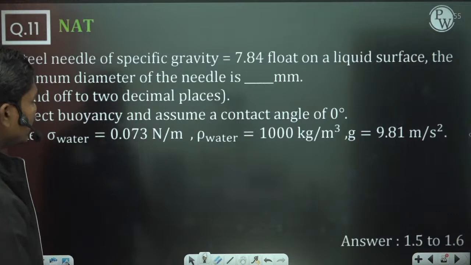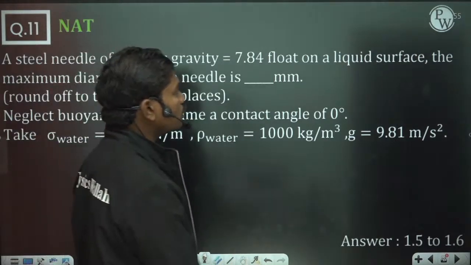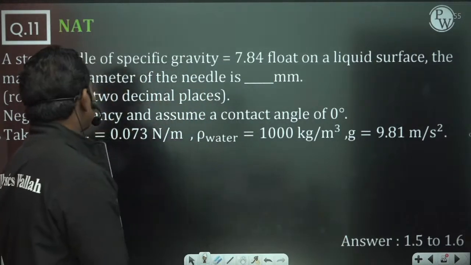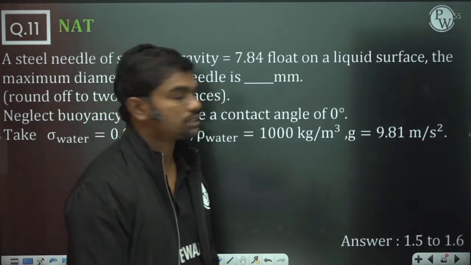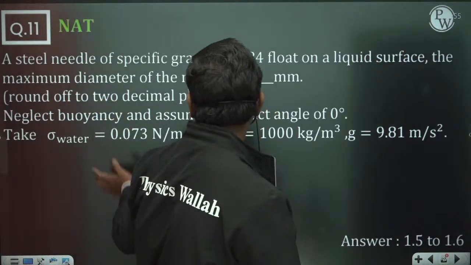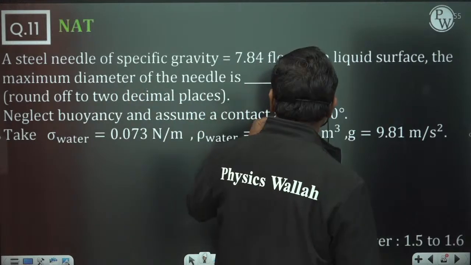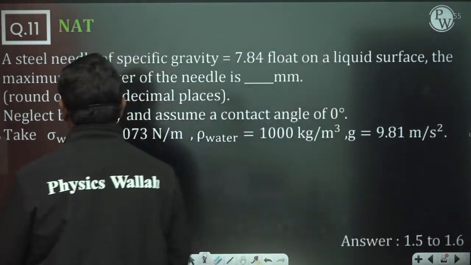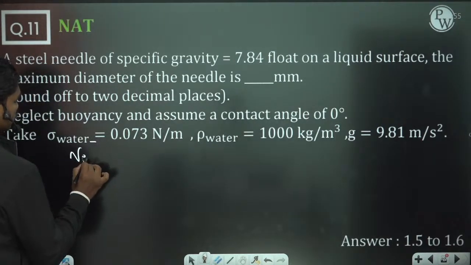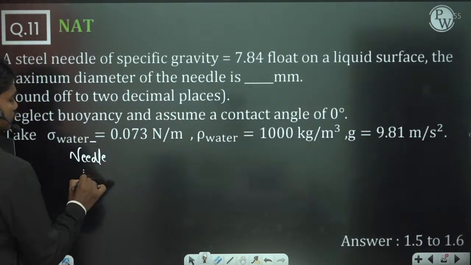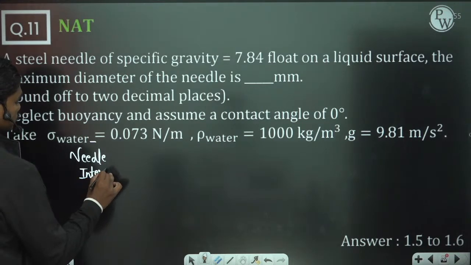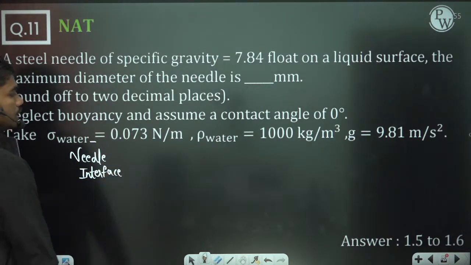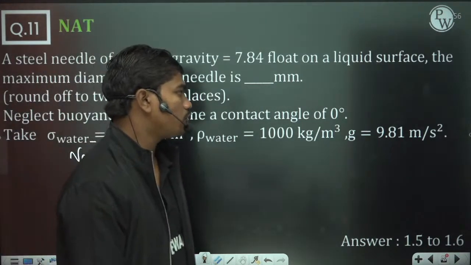A steel needle of specific gravity 7.84 floats on a liquid surface. The maximum diameter of the needle is dash mm, okay? Round off to two decimal places, neglect buoyancy and assume a contact angle of 0. Take sigma, actually it is the water-needle interface, as 0.073 newton per meter. Density of water and g are given.